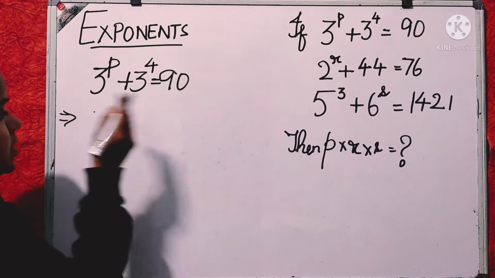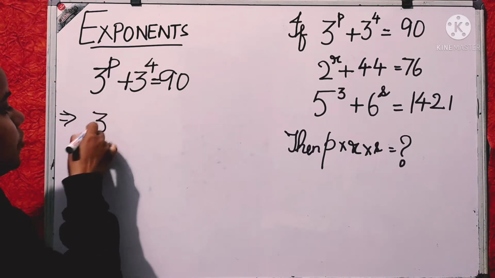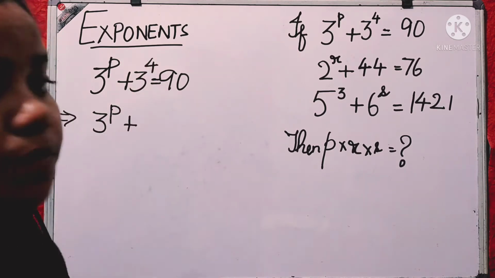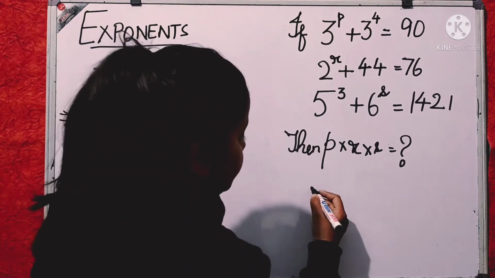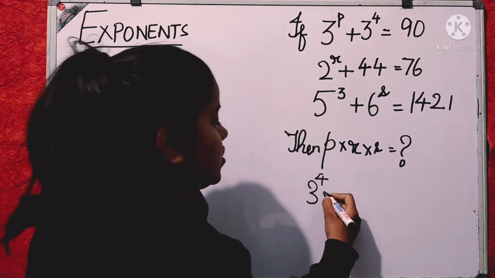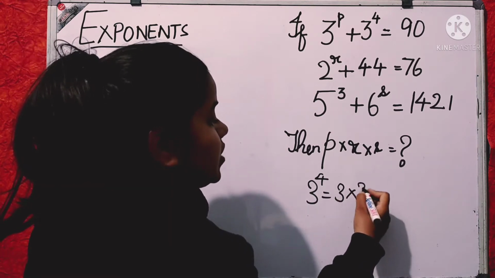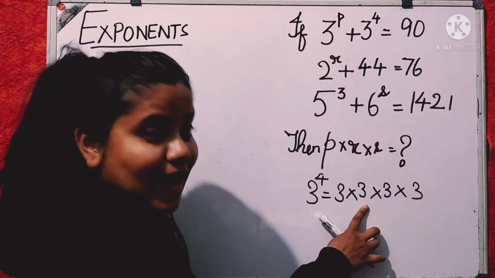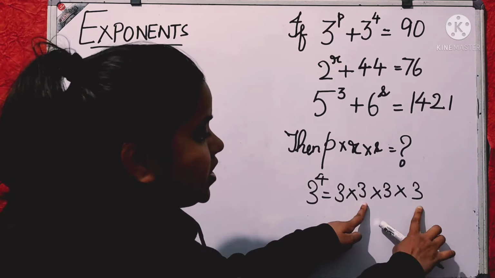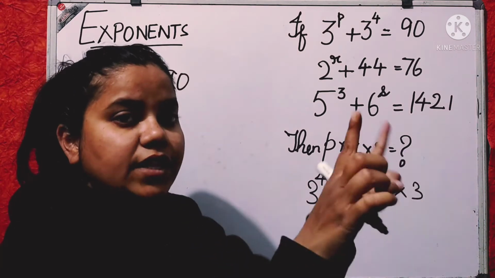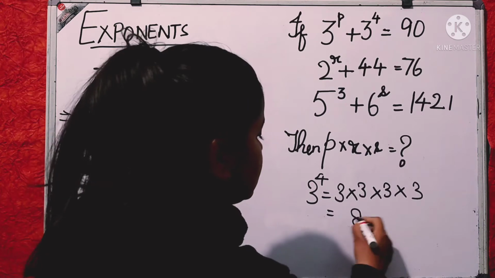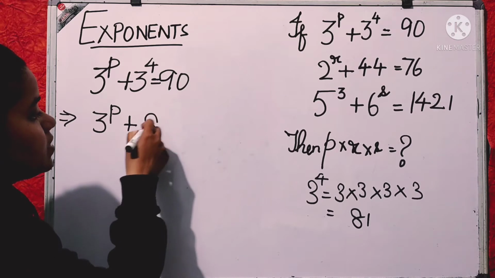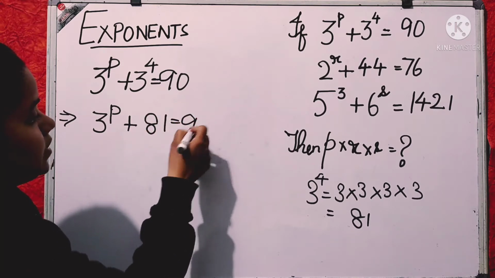Let it be like this only, 3 raised to the power P, and then 3 raised to the power 4 is equal to 3 into 3 into 3 into 3. That is 3 into 3 is 9, and then again 3 into 3 equals 9. So 9 into 9 is 81. This is just rough work. So basically it's given 3 raised to the power P plus 81 is equal to 90.